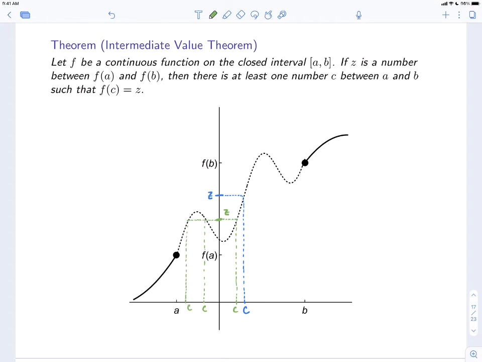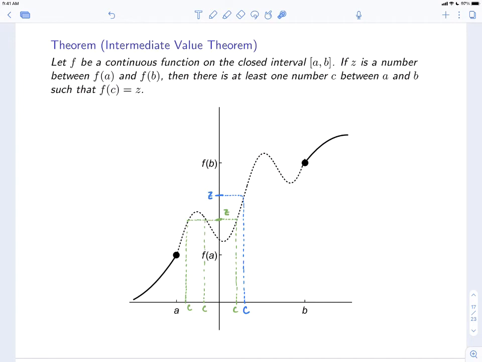What the intermediate value theorem tells you is that for any output value between f of a and f of b, for any output value that you choose, there will be some input value that gives you that output, and in fact, there might be more than just one. This is only true if you're looking at a continuous function on a closed interval.